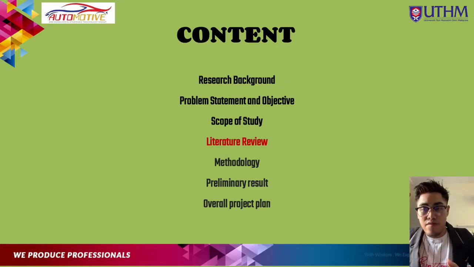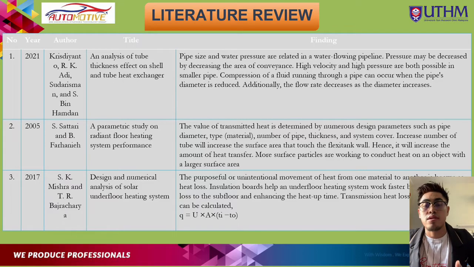Okay, first literature review yang dipaparkan pada sekian adalah tentang ketebalan pipe, iaitu diameter ataupun thickness bagi pipe yang digunakan pada flexitan. Pipe size and water pressure are related in a water flowing pipeline. Pressure may be decreased by decreasing the area of conveyance. High velocity and high pressure are both possible in smaller pipe. Compression of a fluid running through a pipe can occur when the pipe's diameter is reduced. Additionally, the flow rate decreases as the diameter decreases.